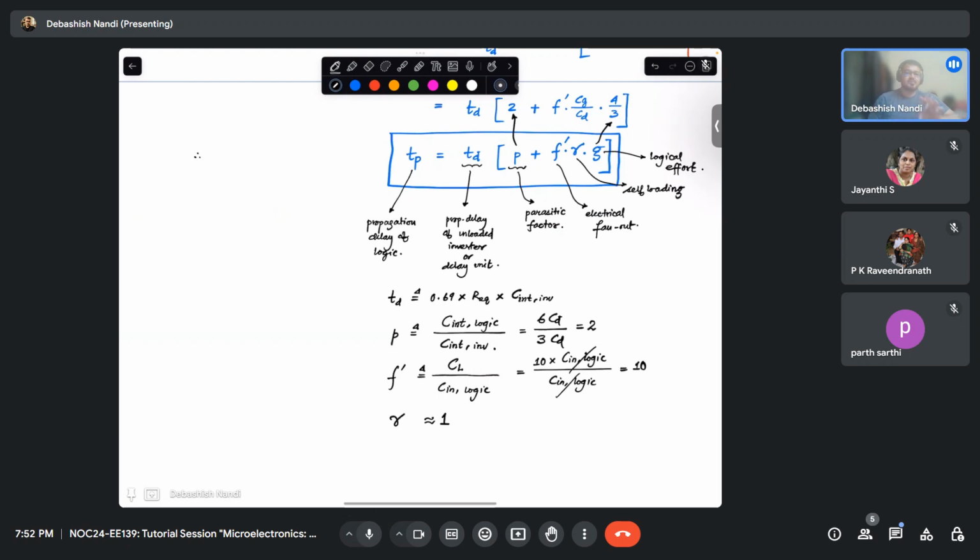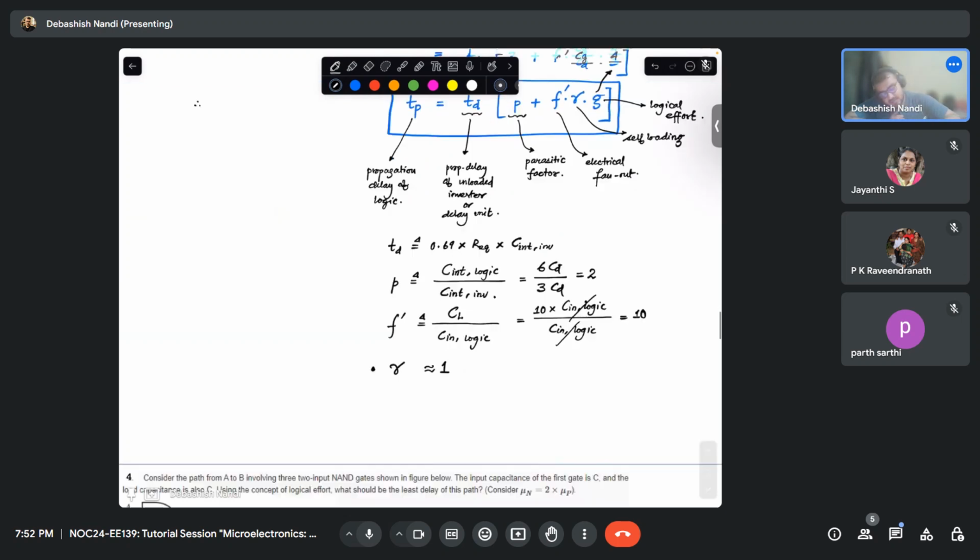This also has an explanation, but that will require another time. If time permits, I will cover this portion in the summary session, which will be week 13. There will be one additional summary session at the end. I will cover this at that point. Why is gamma equal to 1? It has some physics behind it.